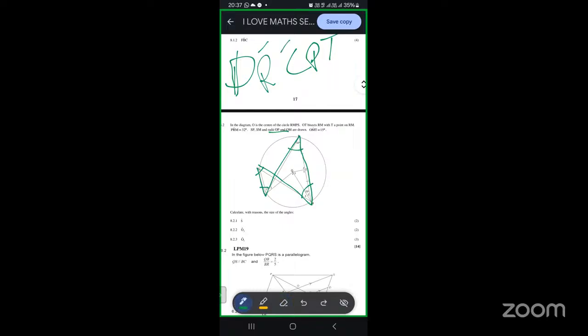Let's go to P. Are there any parallel lines? Let me remove my mess here because it might distract you guys. Yeah, it's now clean. Are there any parallel lines that exist in this diagram?